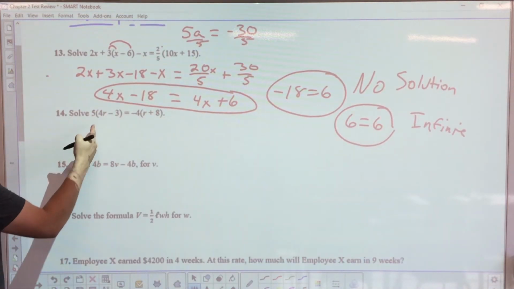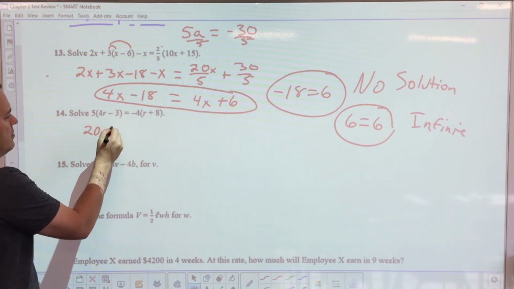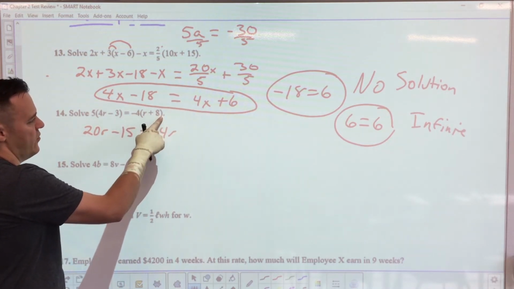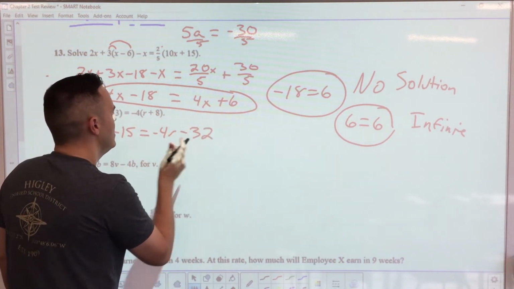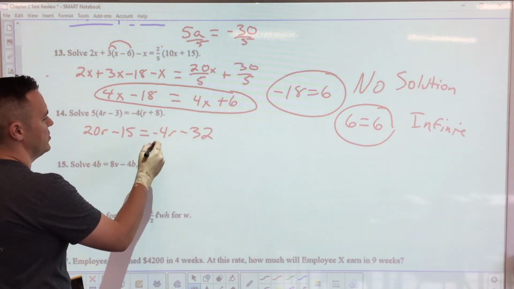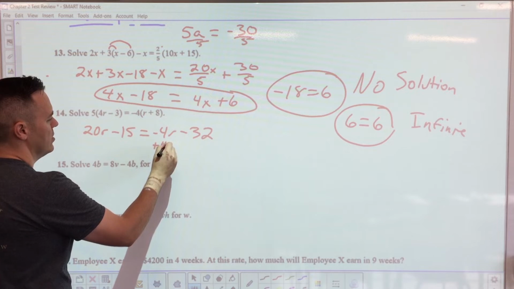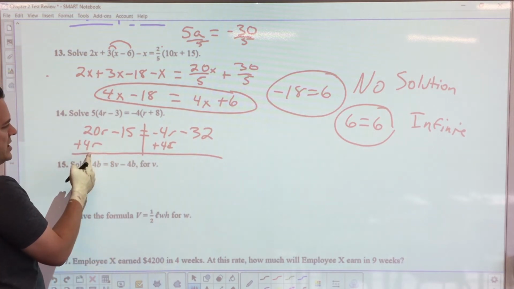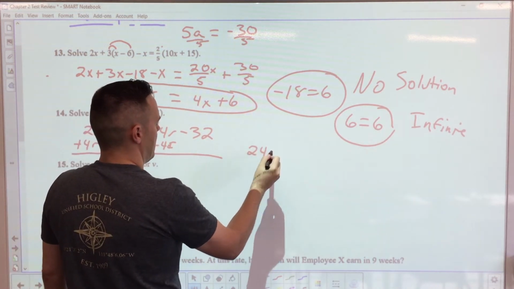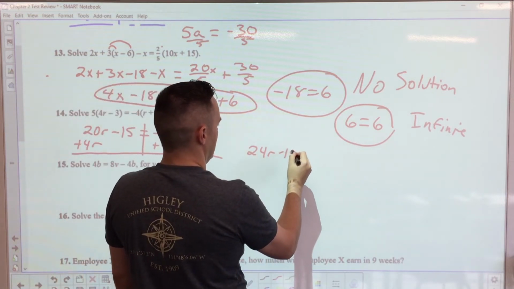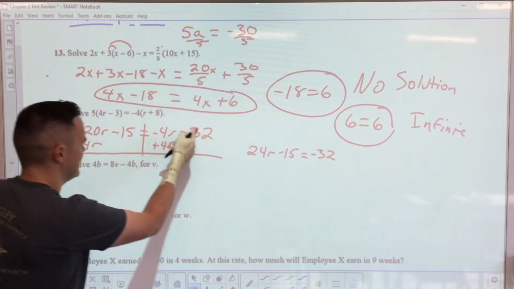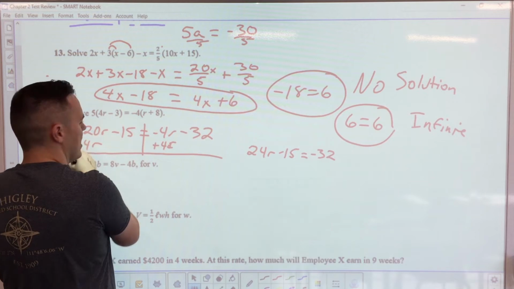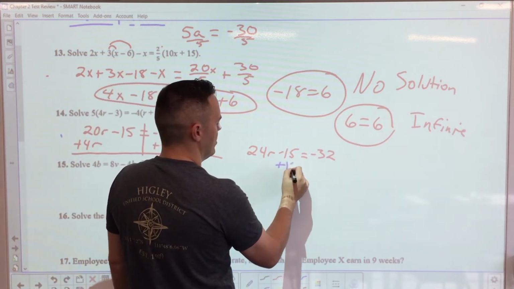So let's solve this one. When we solve this one, we're going to get 20r minus distribute 15 equals negative 4r. Negative 4 times 8 is negative 32. Okay, then you would combine the like terms and move it over. So this is going to be plus 4r. All right, I'm going to move this 4 over here. 4r. Okay, so this is going to be 24r minus 15 equals negative 32. Hopefully you guys see that. Okay, we canceled this part out. Let me change color now because they're kind of blending in a little bit. Now I'm going to lose track. Next step would be to move the number over.